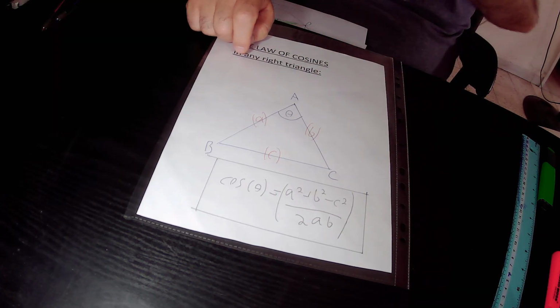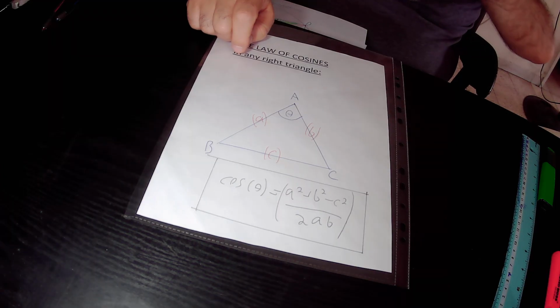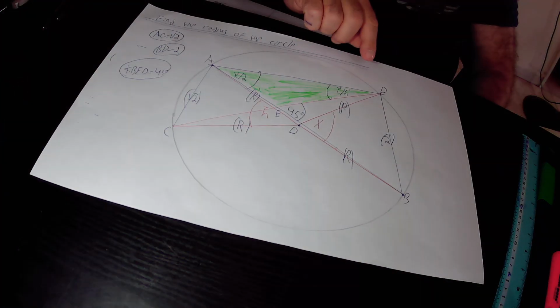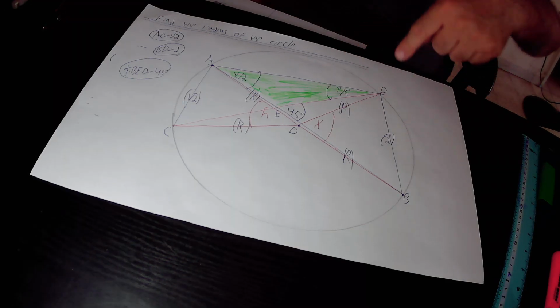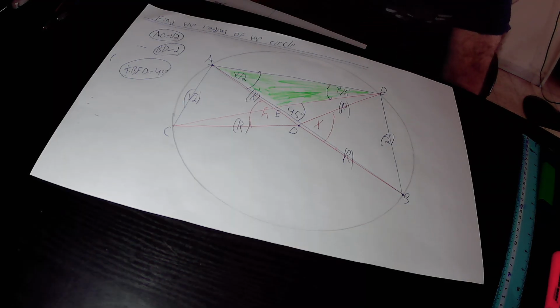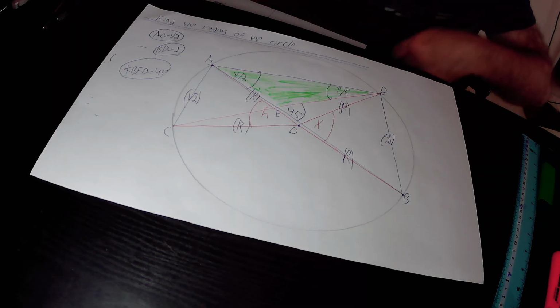You can implement this law, the law of cosines, in any triangle, and therefore you can implement the law of cosines in this triangle, triangle DOB. So copy this triangle DOB in a new page and implement the law of cosines in this triangle, triangle DOB.